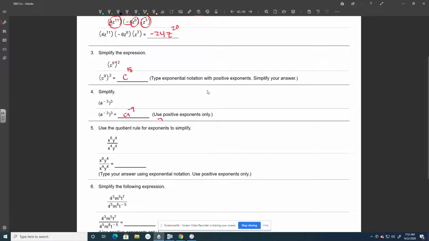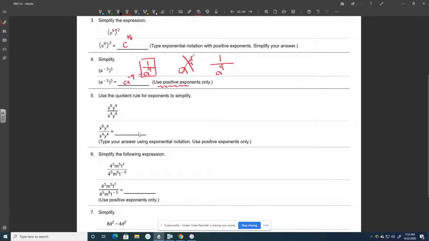But it wants positive exponents in our answer. So I need to move that A to the -9th to the bottom of a fraction and make it a positive 9th. So it's 1 over A to the 9th. That's not A to the 1/9. It's 1 over A to the 9th power.